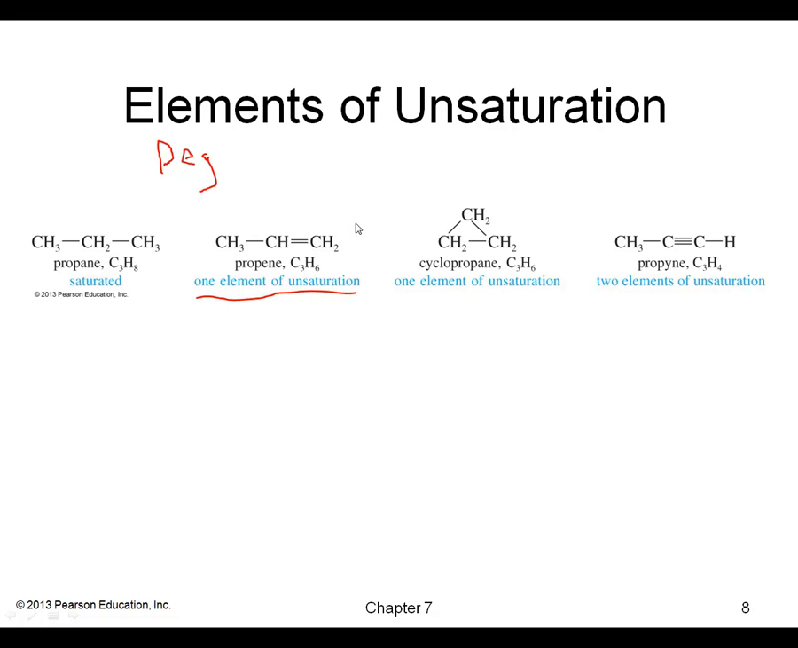I can do the same thing if I form a ring. If I form a ring, look, I end up losing two hydrogens from the saturated case. The saturated case has 8. The unsaturated has 6. So again, I lost 2 hydrogens. I can gain an extra degree of unsaturation by putting a triple bond here. Note I now have 4, so I lost 2 more, so this would have 2 degrees of unsaturation.